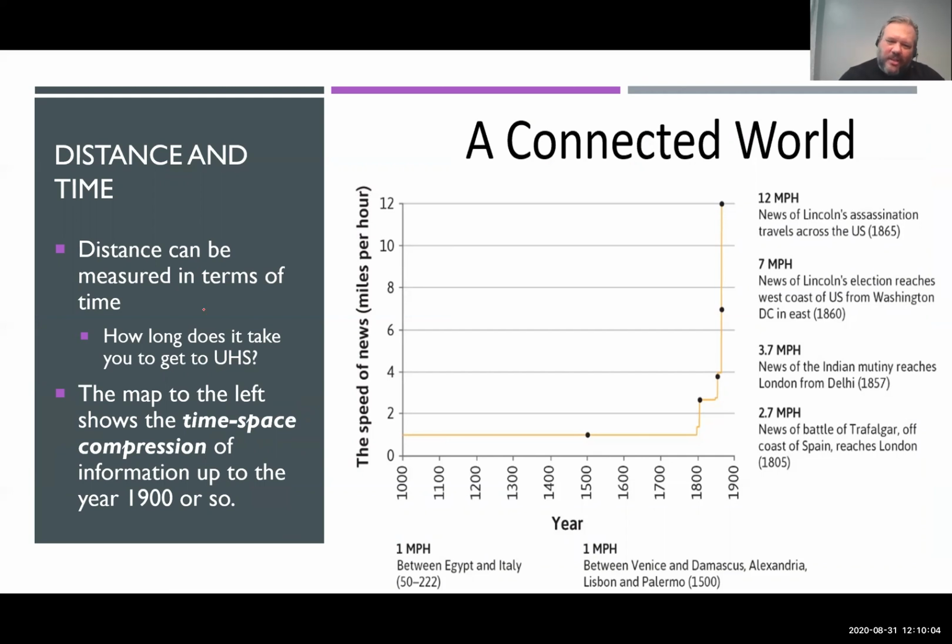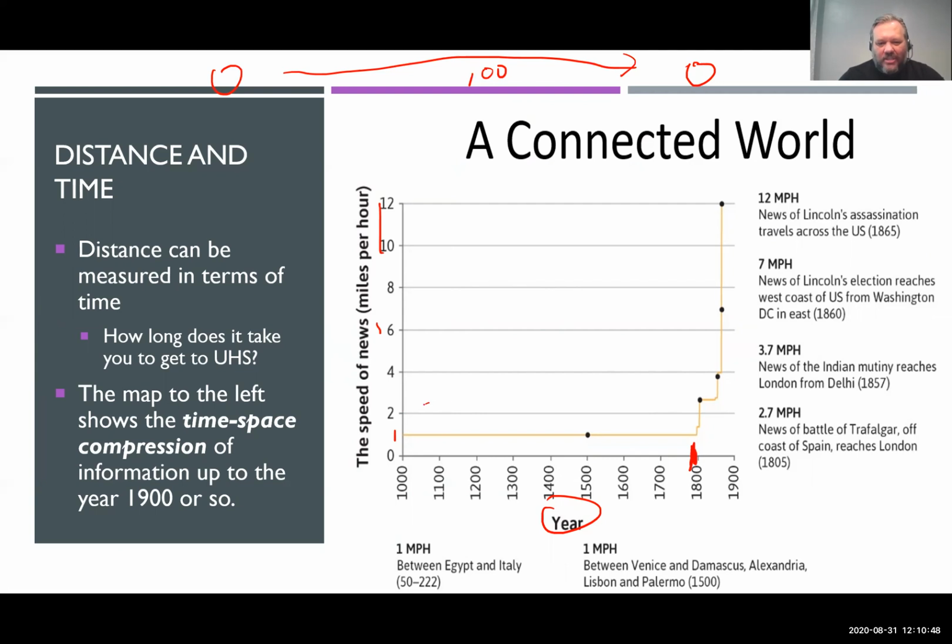Here's an interesting little chart showing distance and time. This axis is the speed of news in miles per hour, like 1 mile an hour, 2, 3, 4, and this is the year down here. Up to 1800, news traveled at about 1 mile an hour. So if a big event happened over here and these people were waiting to hear about it, and the distance was 100 miles, it would take 100 hours, sorry about that, for that news to travel. Today, we know it is instant because we can watch it live. And this is the Industrial Revolution, by the way.